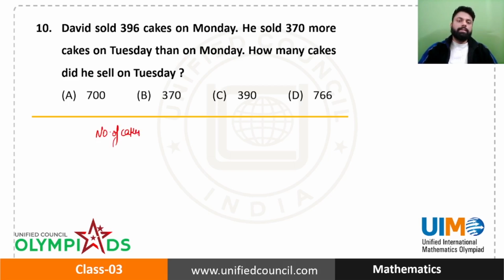So number of cakes he sold is equal to 396 plus 370, that is 766. The option.